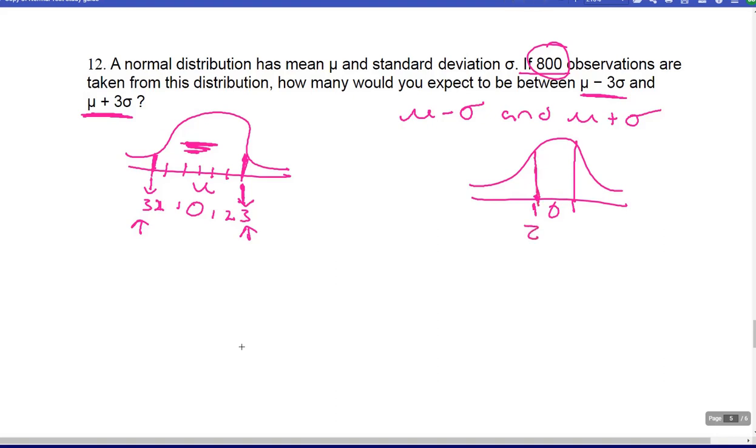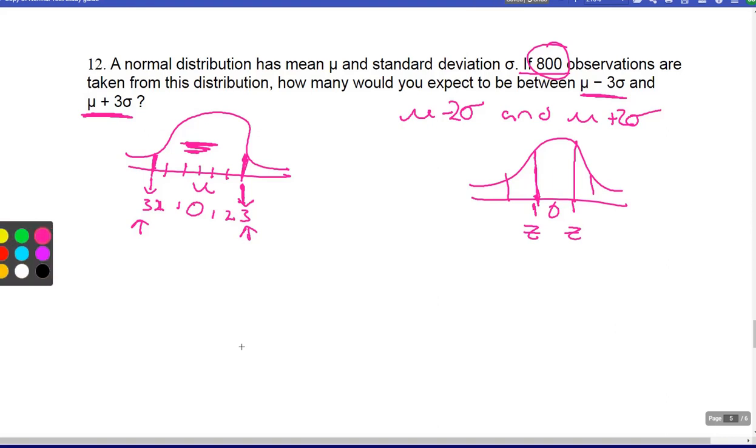This is my z-score. What if I said 2? Be 2 below and 2 above. Are you with me on that? Yeah. So this is my z-score.